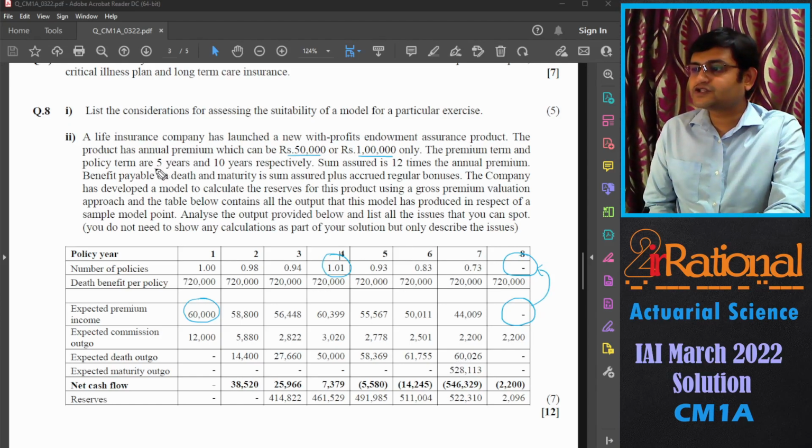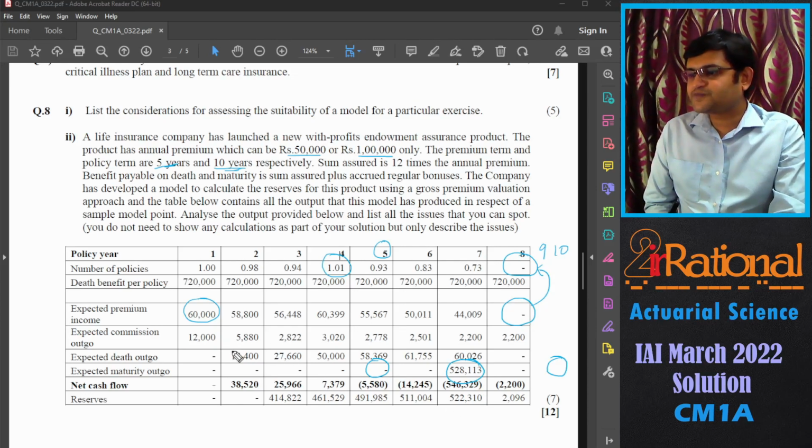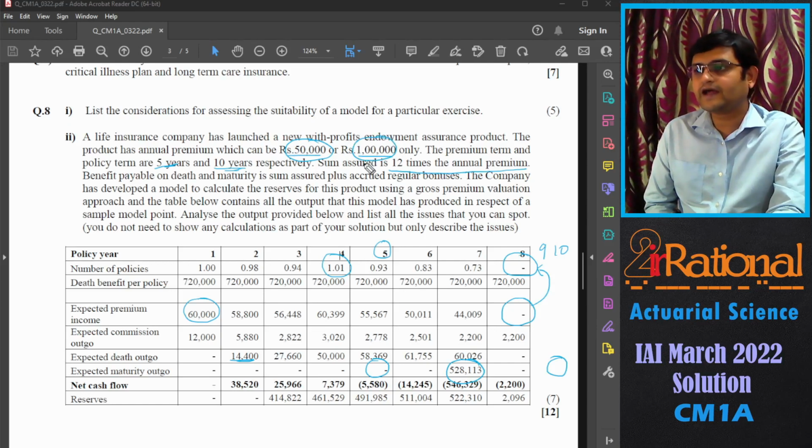The policy is supposed to be 5 years or 10 years. We still have 5 years values, but we do not have the 9th year and the 10th year value to compare. The maturity outgo is given in year 7. It should be either in year 5 or in year 10. The expected death outgo should be calculated according to 12 times the annual premium. That should be either 50,000 or 1 lakh.